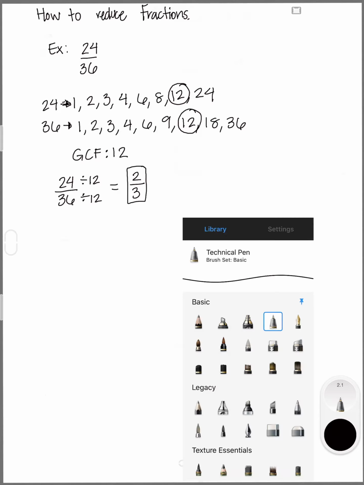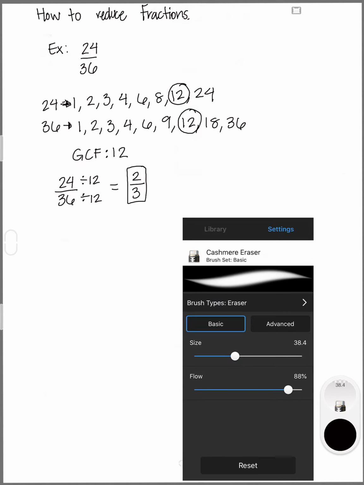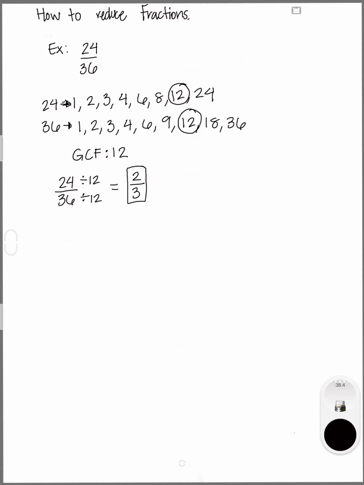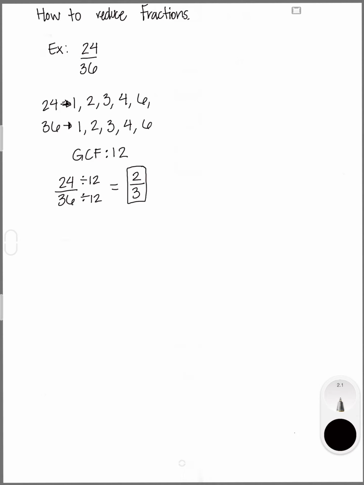Now, let's say that for some reason you forget that 12 is one of the factors, and you can only remember, let's say, 6, right? It's the maximum factor you remember. Now that's totally okay. It just means that it's going to take us a little bit more steps than the way that we did it with 12 as the greatest common factor. So let's say we have 24 over 36, and we only remember that 6 is the greatest common factor.